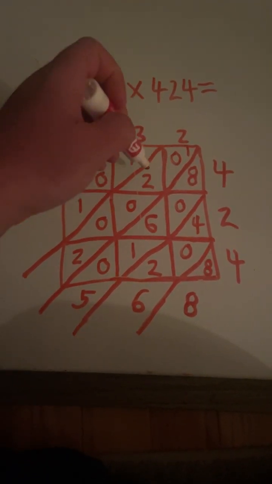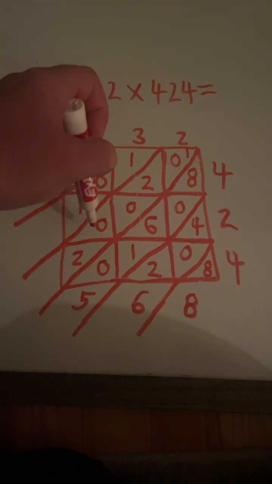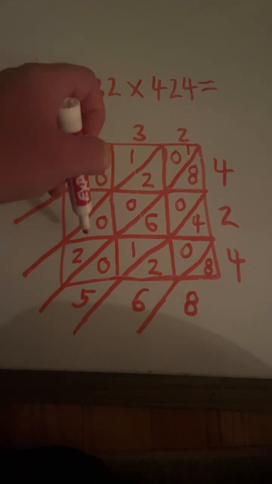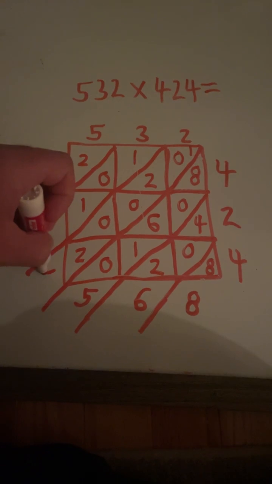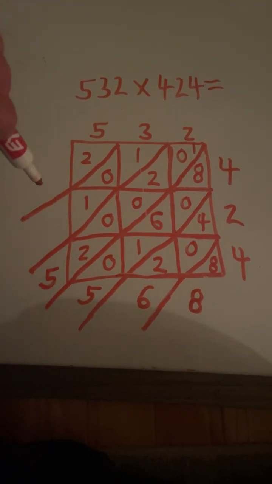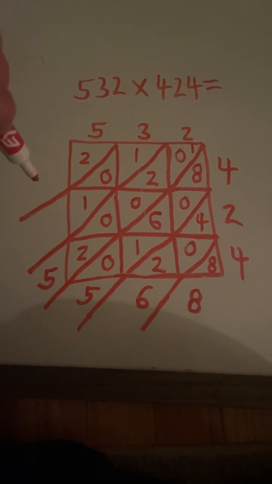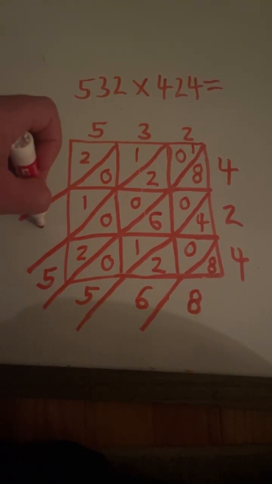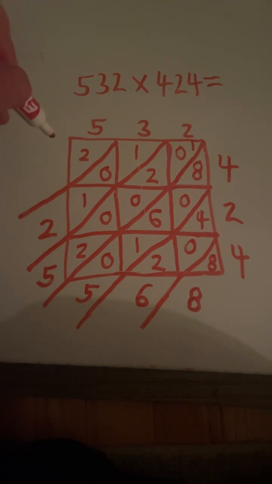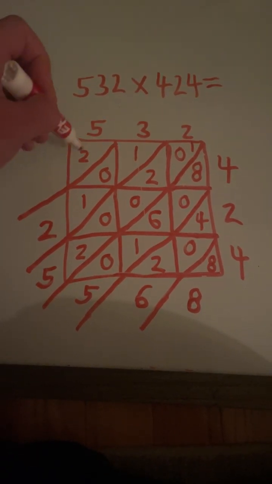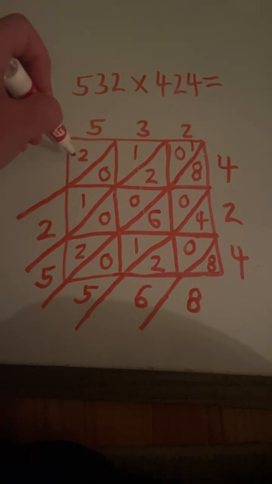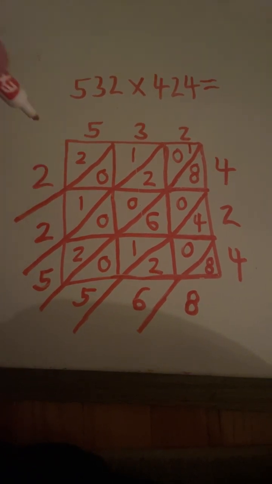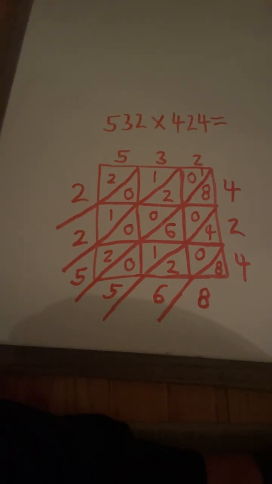One plus 0 equals 1, plus 2 equals 3, plus 2 equals 5. One plus 0 equals 1, plus 1 equals 2. And then after this diagonal line, the only number we have is a 2. So we're going to put a 2 here. And we have our answer.